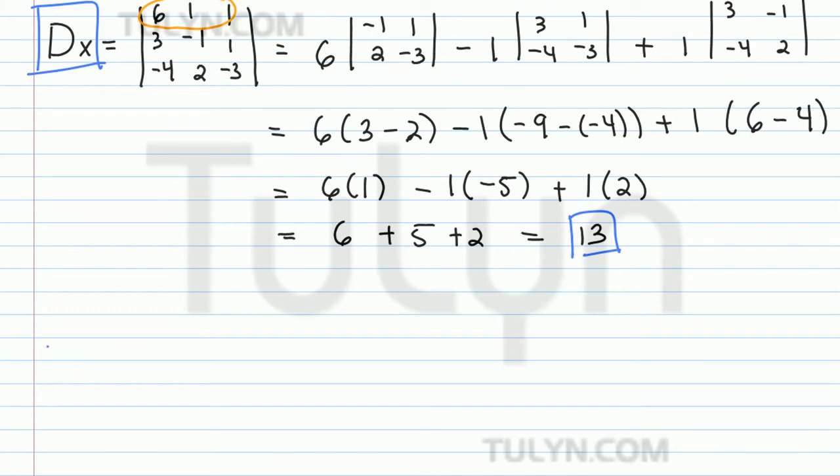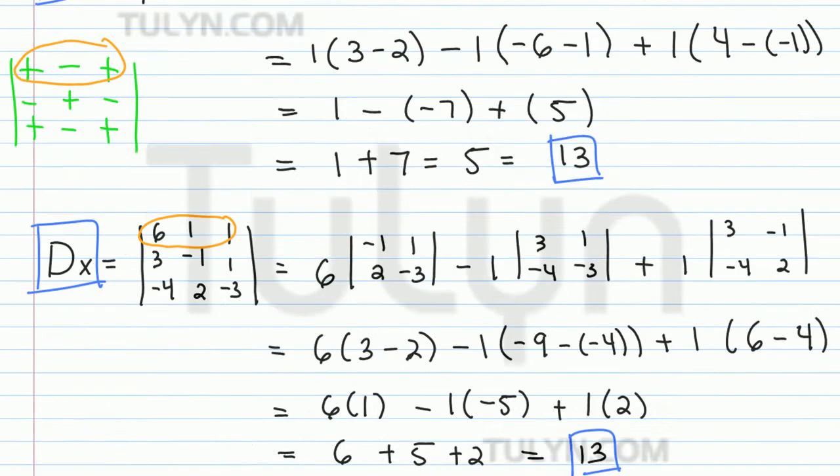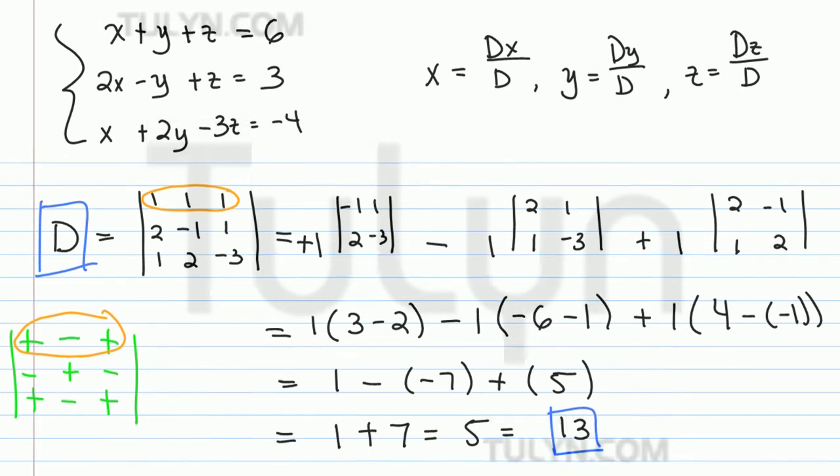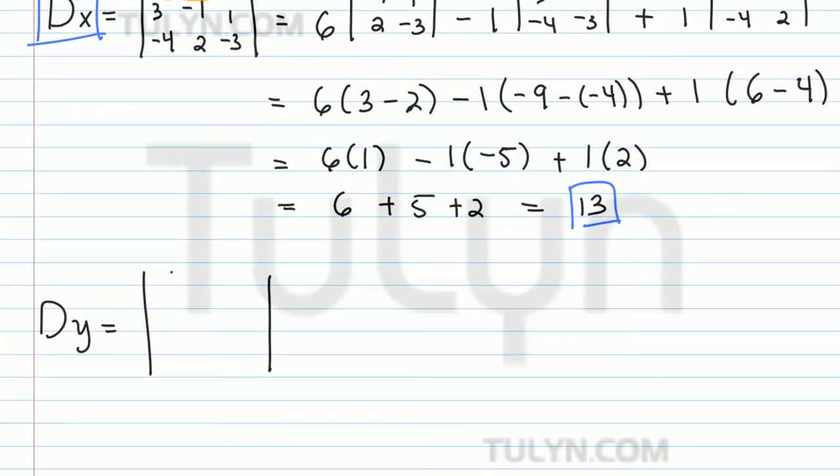So now we find dy. And similar to dx, dy is the 3 by 3 determinant of coefficients, except this time we replace the y coefficients with the constant terms. So it's going to be 1, 2, 1 as the first column. Then the second column is going to be 6, 3, negative 4. And then finally, the last column stays the same. So let's do expansion by minors again.